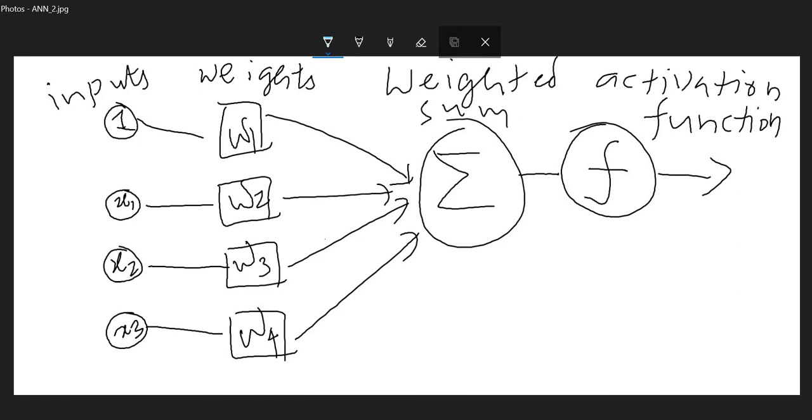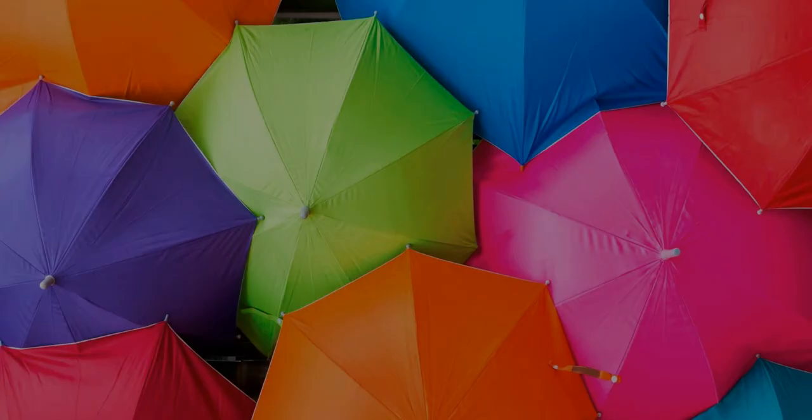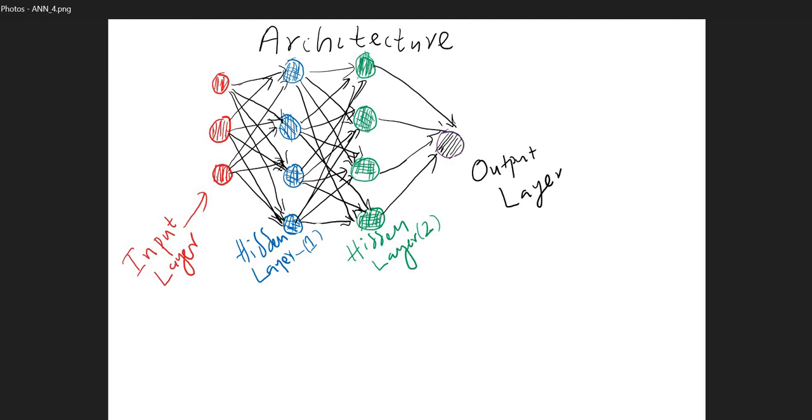The weights are W1, W2, W3, W4, and they represent the black arrows. All these things give the weighted sum, which is represented by the letter sigma here. This weighted sum is modified by an activation function, and we get the output here. This is the output coming from this blue node, after the activation function.